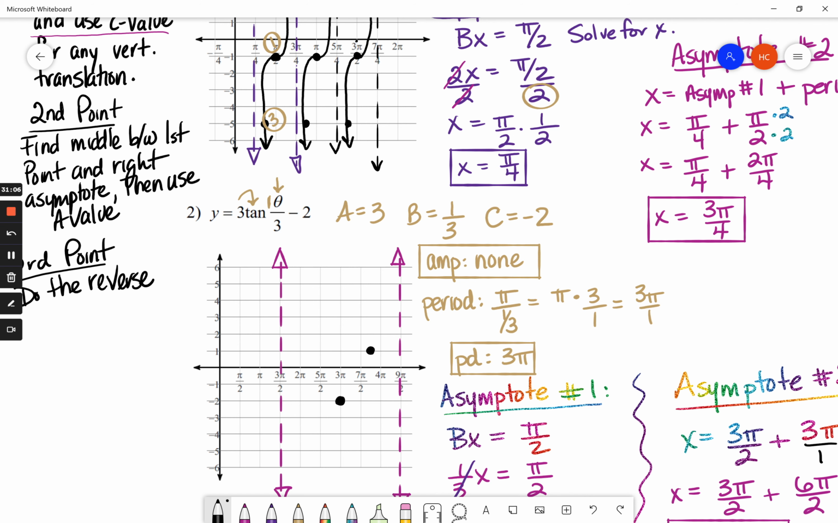There's my first dot. And then it says find the middle between the first point and the right asymptote. Well, the middle of the first point and the right asymptote is right about right here. And my A value is a 3, so that means I'm going to count 3 up in this direction. So I start 1, 2, 3. And then I do the same thing on the other side. Find the middle between the dot and the asymptote, and this time I go downwards in my counting. So I'll go down 3 units of A value. 1, 2, 3.